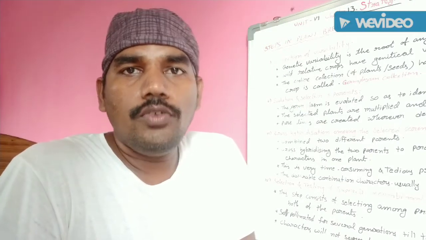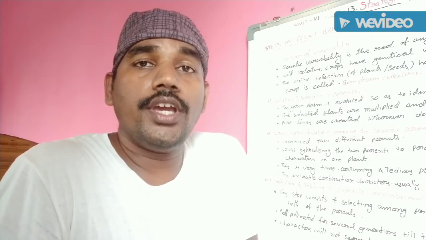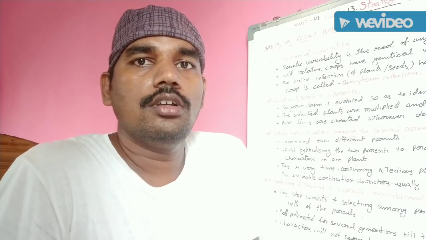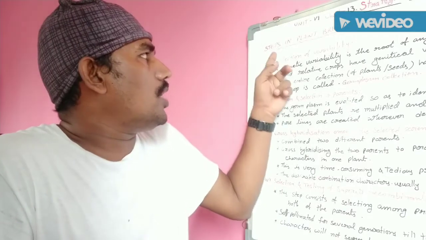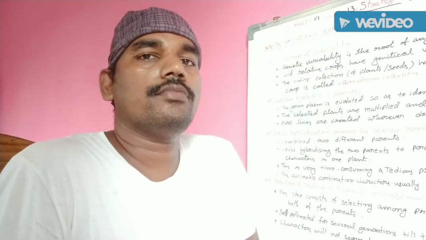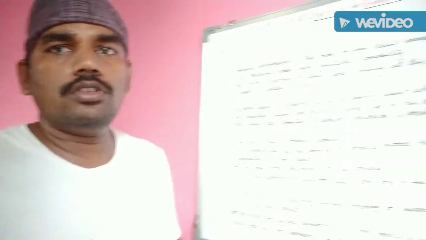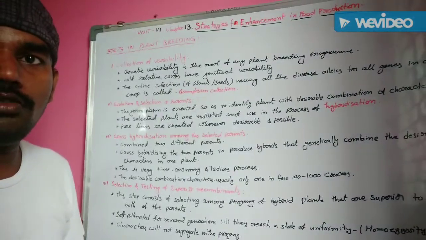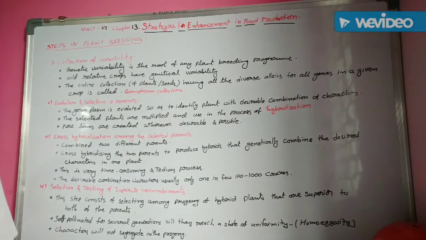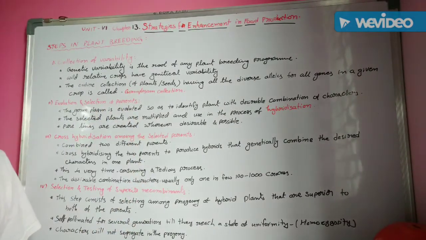Now in this video I want to discuss a very important essay question concept: steps in plant breeding. Look at the board. The main important points are given on the whiteboard.